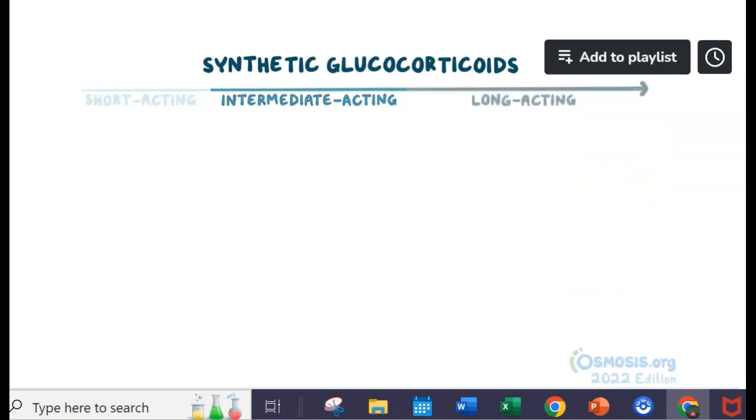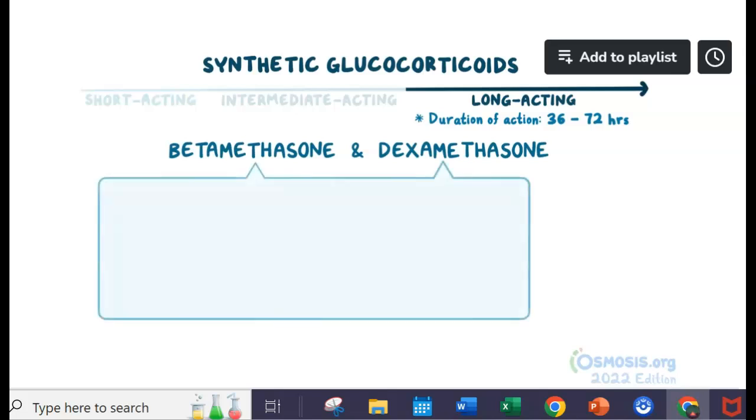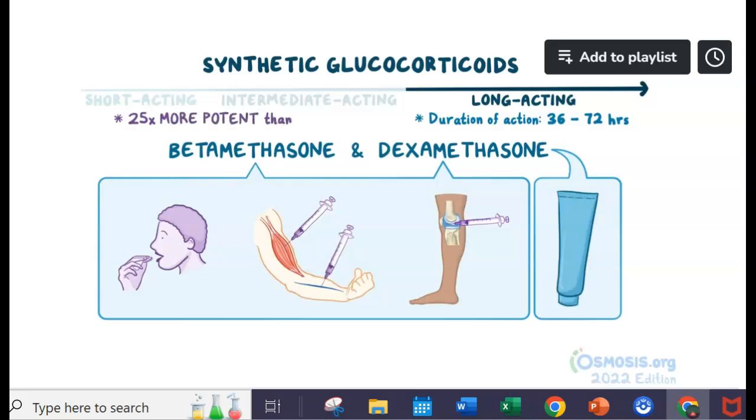Finally, the third group includes long-acting glucocorticoids with a duration of action of 36 to 72 hours. Betamethasone and dexamethasone fall under this group, and they can be taken orally, injected into a vein, muscle, or joint. In addition, dexamethasone can be used topically. Finally, these medications are 25 times more potent than short-acting glucocorticoids.